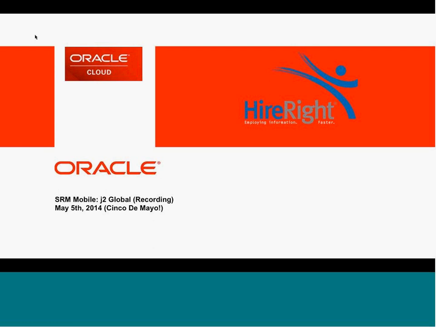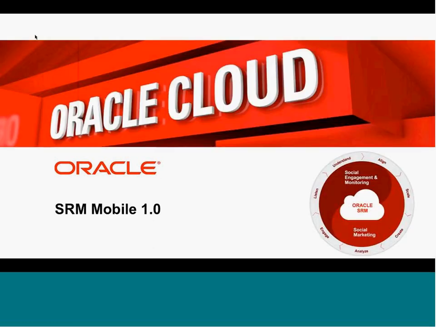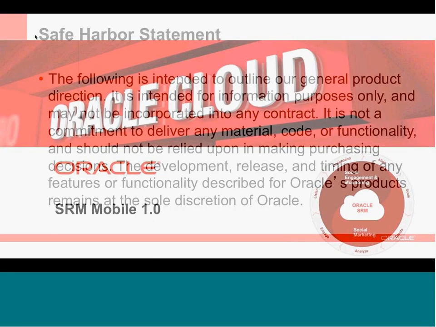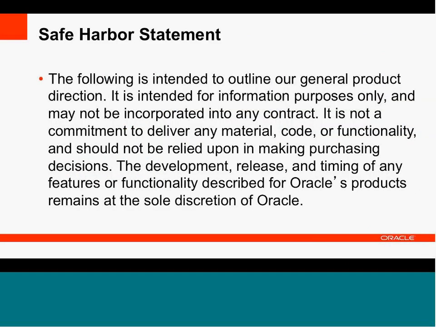As a result, we recently released our SRM Mobile version 1 within the last, I think, few months. So what is SRM Mobile 1.0? Well, first of all, we need to take a look at our safe harbor statement. Basically, this is our legal department saying hi, and it's going over the development, release, and timing of any features or functionality described. Oracle's products remain at the sole discretion of Oracle. So basically, anything that you see here is really up to Oracle's development and release.